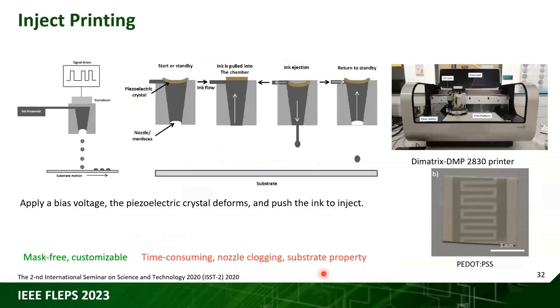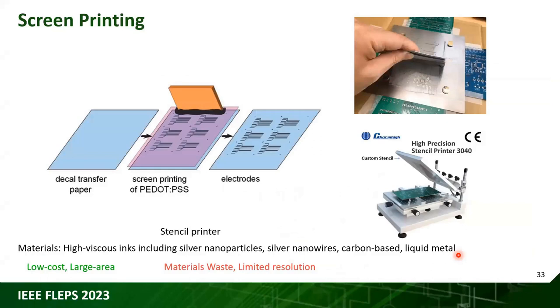We have a lot of experts here in this conference as well. And it's challenging in the sense that you have to have good ink that has good conductivity, good viscosity, and also not clogging your cartridge, right? Your print head. And your substrate wettability has to be tuned correctly as well. Screen printing is another very low cost fabrication.